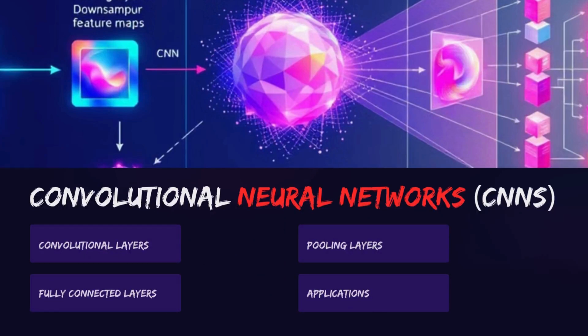Convolutional layers. Apply filters to input data to extract features. Effective for processing grid-like data such as images. Pooling layers. Reduce spatial dimensions of the data, making the network more computationally efficient. Fully connected layers. Combine features extracted by convolutional layers for final classification or regression. Applications. Widely used in image and video processing, including facial recognition and object detection.